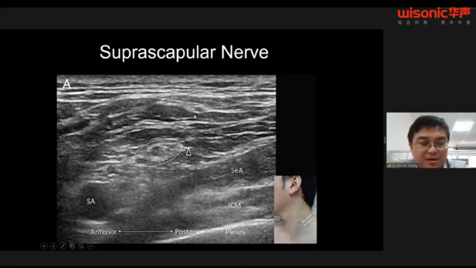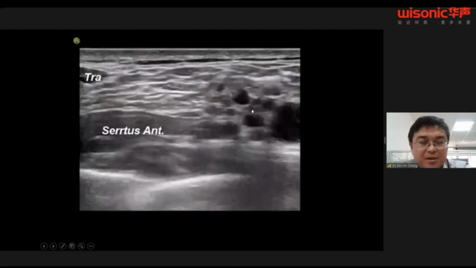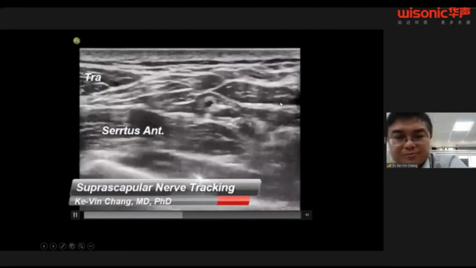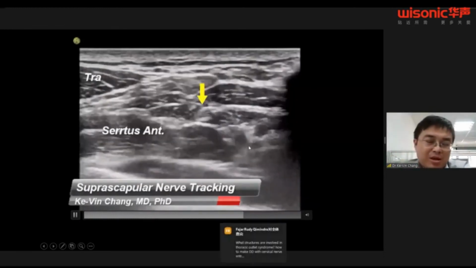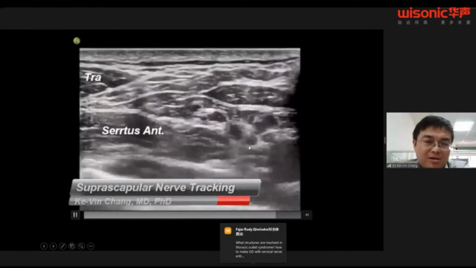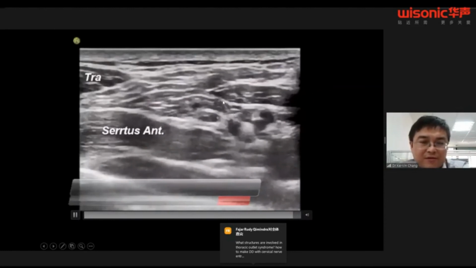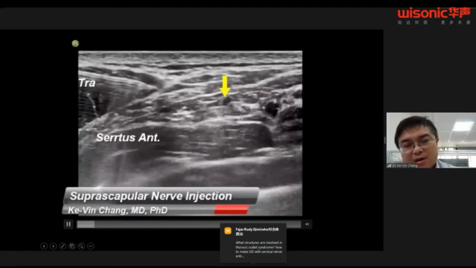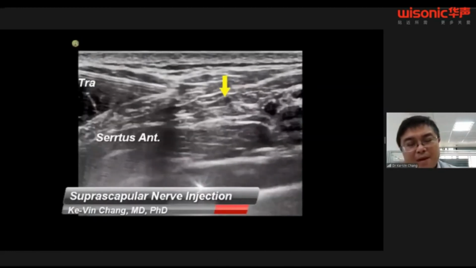Your target will be the gap between the sternocleidomastoid muscle and the anterior scalenus. This is your target. Then you can use a linear transducer and insert your needle in plane. Once your needle is inserted into the target, you can start to push the injectate.